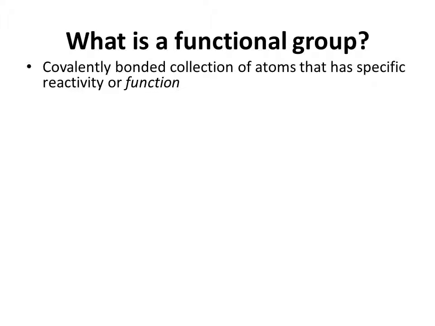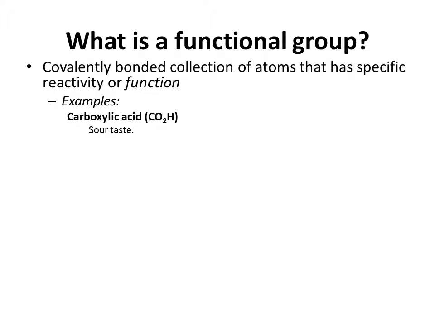A functional group is a covalently bonded collection of atoms that has specific reactivity or function. And here are some examples. The carboxylic acids have the structure CO2H, that is C double bonded to O and C single bonded to OH. Carboxylic acids all have a sour taste. That would be a function that you would experience if carboxylic acids were to touch your tongue.